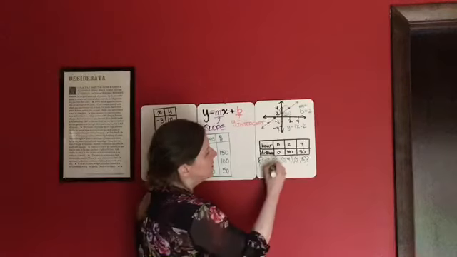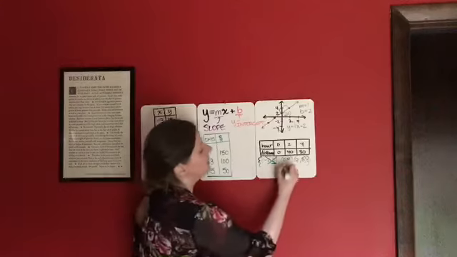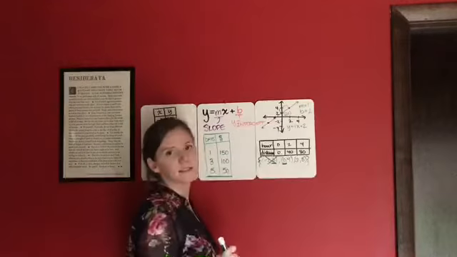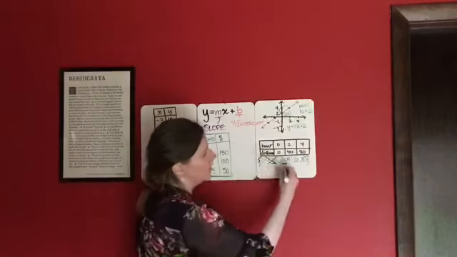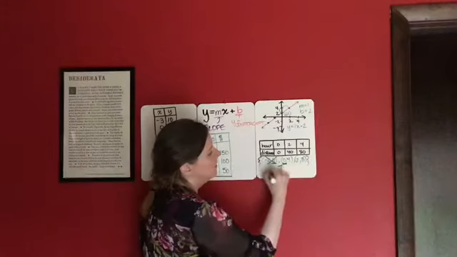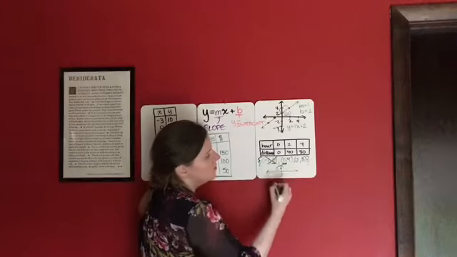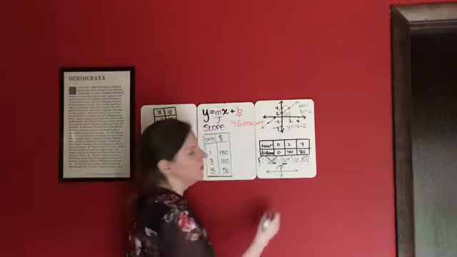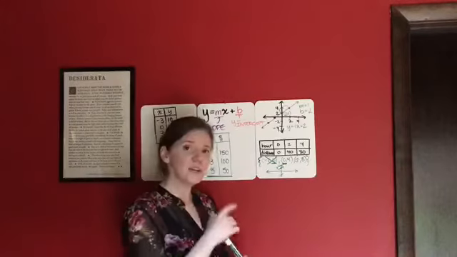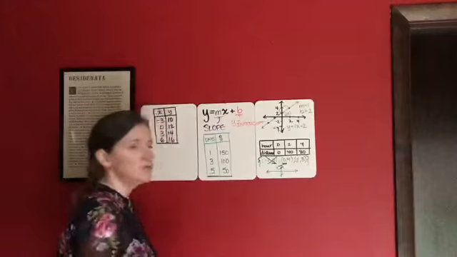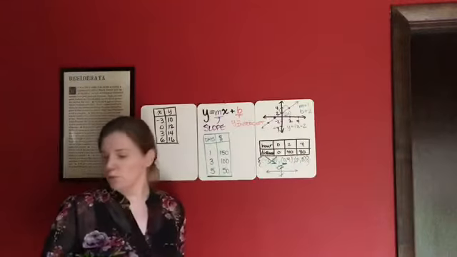So right here, my y is 0. That is not my y-intercept. Right here is, because that's where the x is 0. So if I put this on the graph, what I would end up with is at this point right here where y equals 4, x equals 0. That is my y-intercept. So we're going to use that information today to find the equations for these tables.